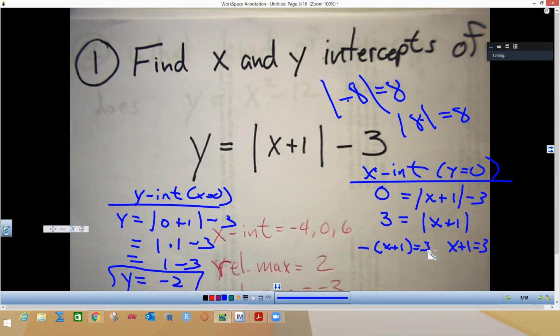Now I'm going to multiply each side by -1 to get rid of my negative on the left side. And then I'm going to subtract 1 over. So one x-intercept is -4. And over here, you're going to subtract 1 over, and the other x-intercept would be 2. So there's your x-intercepts.